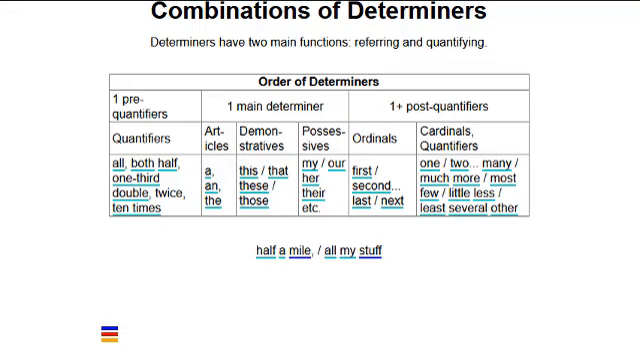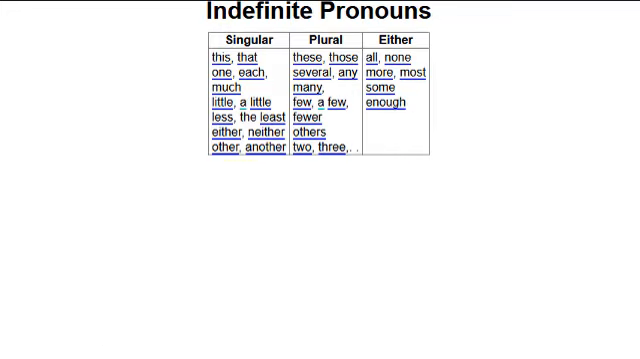Examples are half a mile and all my stuff, in which one pre-quantifier is combined with one main determiner. In the last few cookies and those first 10 points, one main determiner has been combined with two post-quantifiers. Many determiners also form pronouns, and most of these are either singular or plural. A few can be either.